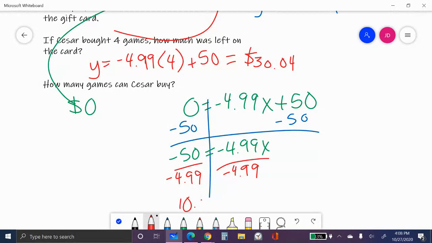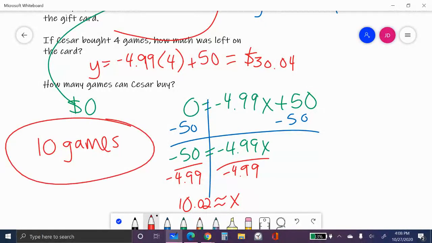So it's going to be about 10.02, but since you can't round up, the biggest integer of games Caesar can buy is 10 games. All right, so we're not really rounding, we're just finding the biggest whole number that works in this scenario. All right, so that's how you set up a slope-intercept form from a given real-world scenario, and then also answer some questions afterwards.